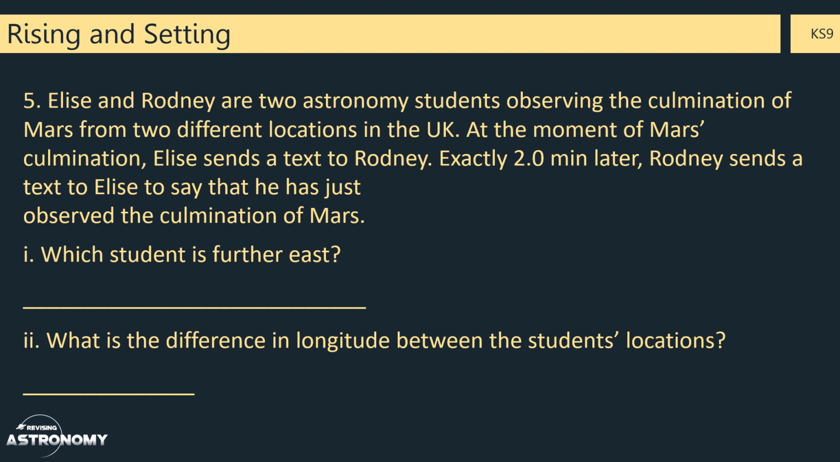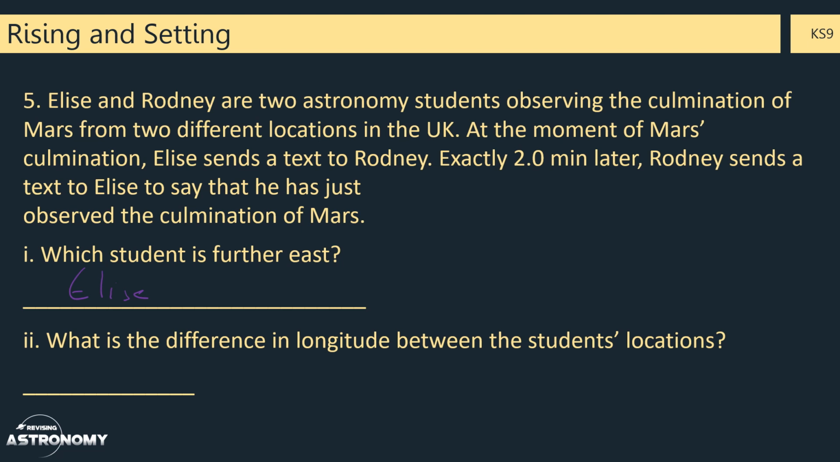Elise and Rodney are 2 astronomy students observing the culmination of Mars from 2 different locations in the UK. At the moment of Mars's culmination, Elise sends a text to Rodney, and exactly 2 minutes later, Rodney sends a text to Elise to say that he has just observed the culmination of Mars. Which student is further east? The student that is further east will be the one that has seen it first, because the stars move from east to west. So Elise will be the student.